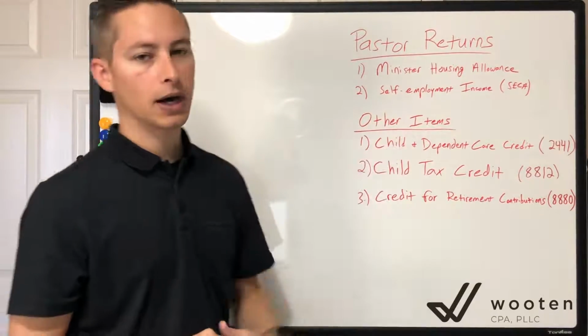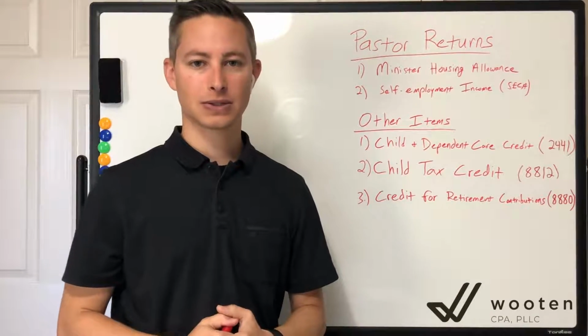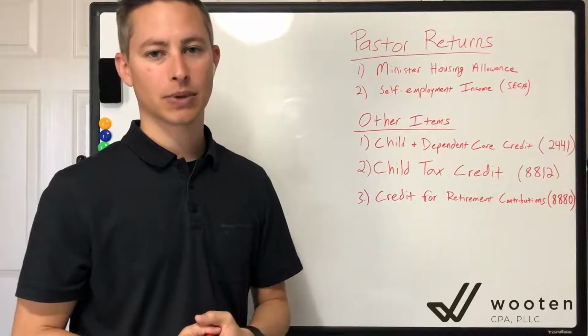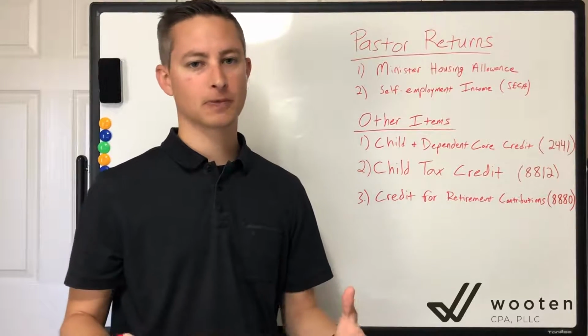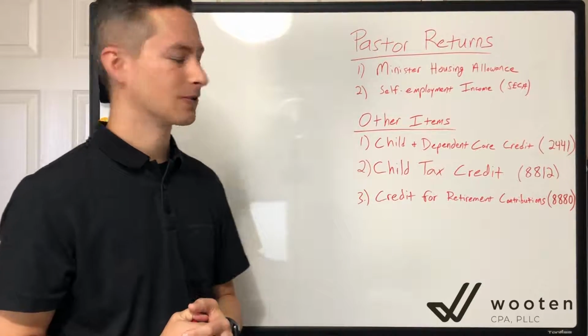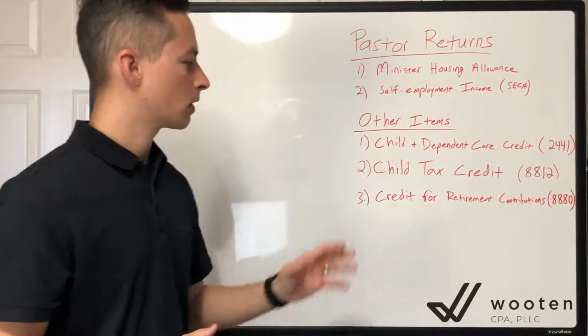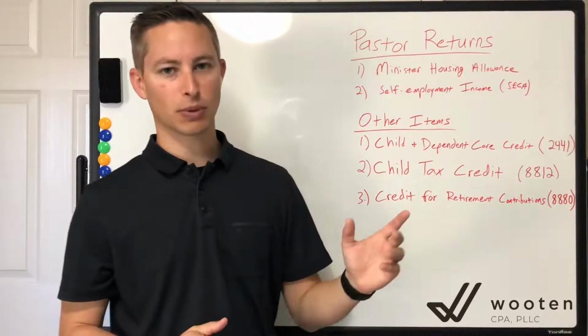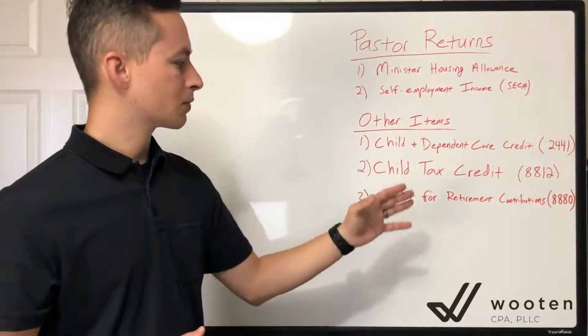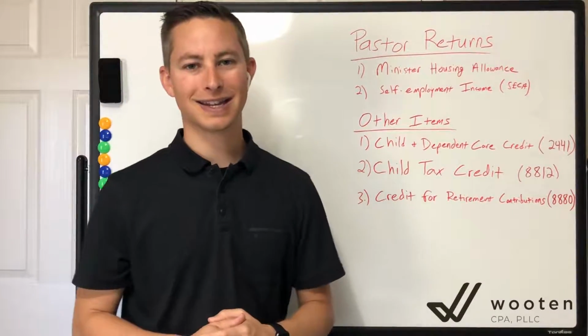We're going to cover a few other items that are not specific to pastors, but they happen a lot of times on pastor tax returns and couples returns, so we're going to cover those as well. That's the Child and Dependent Care Credit on Form 2441. We're also going to cover the Child Tax Credit, which is Form 8812, and we're going to cover the Credit for Retirement Contributions, which is Form 8880.